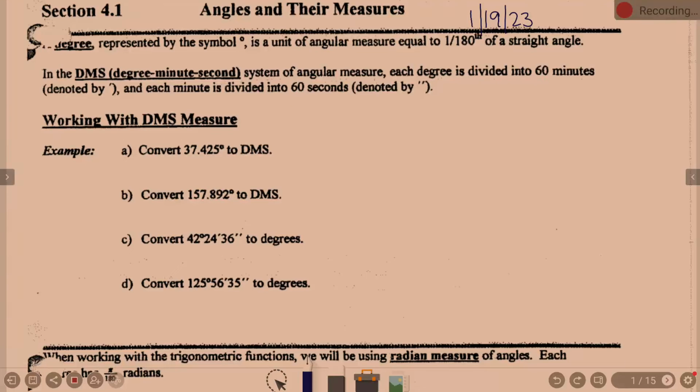Today in lesson 4.1, starting our trig chapter. Okay, so we're going to take, some of us take a little bit different thinking. Today, though, is more just some conversions, some basic information here. So, a couple of definitions here.